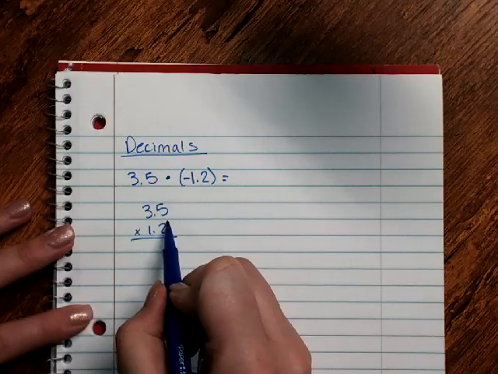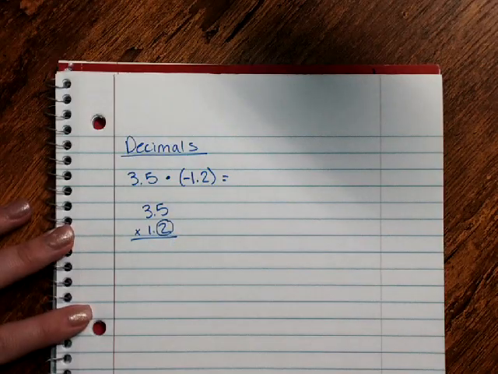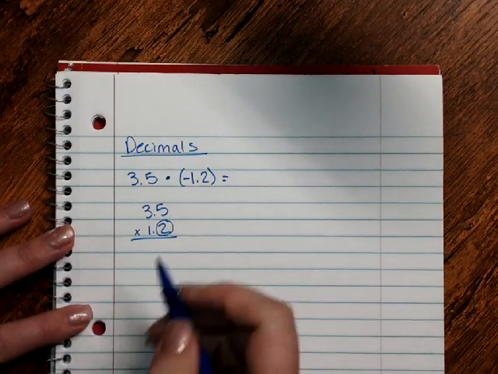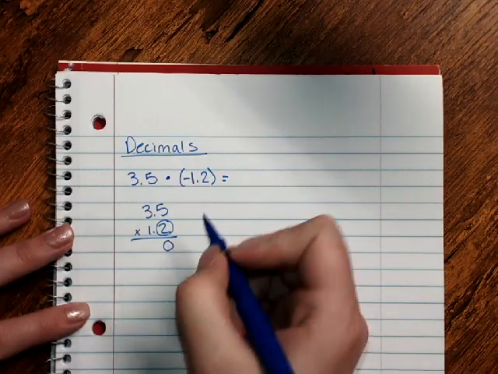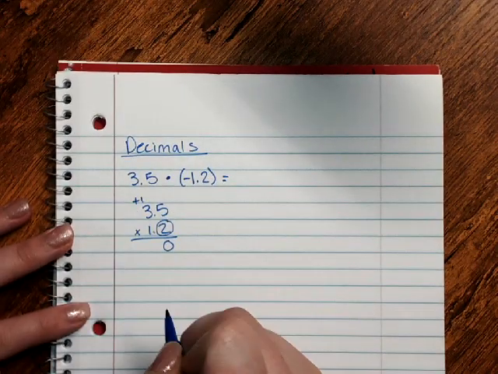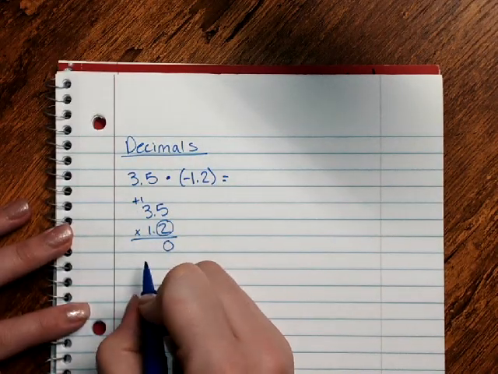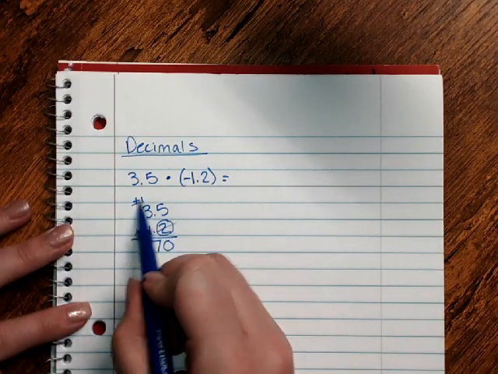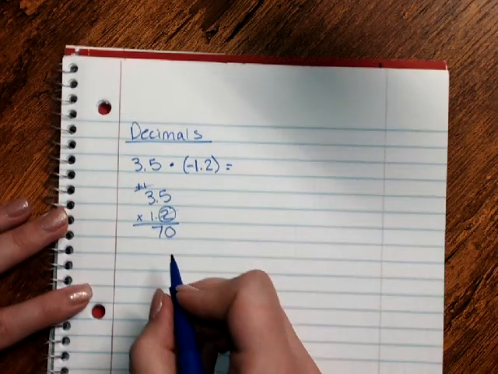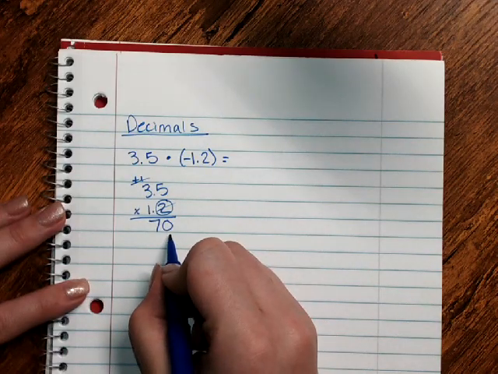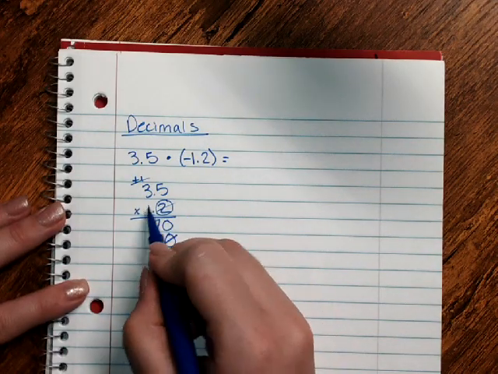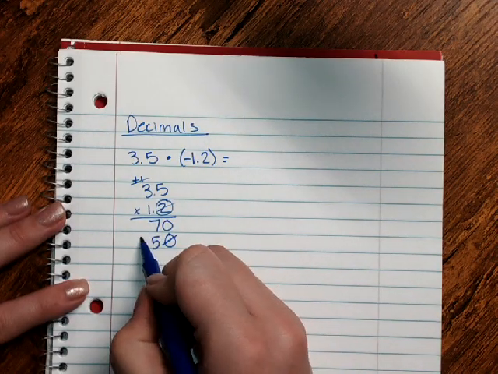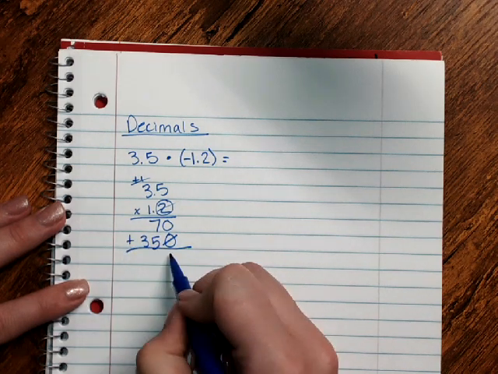Remember, we start with this digit and we multiply it by both digits on the top. So 2 times 5 is 10. Drop the 0, carry the 1. 2 times 3 is 6, plus 1 is 7. Now I'm done with this 2, I'm going to cross it out. I'm done with this 1, I'm going to cross it out. And then I need to put a placeholder 0 here. 1 times 5 and 1 times 3. Add these together.